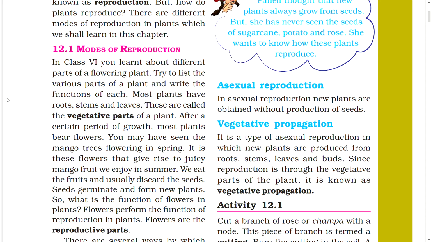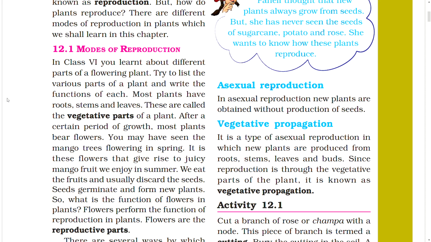12.1 Modes of Reproduction. In class 6, you learned about different parts of a flowering plant. Try to list the various parts of a plant and write the functions of each. Most plants have roots, stems, and leaves. These are called the vegetative parts of a plant.